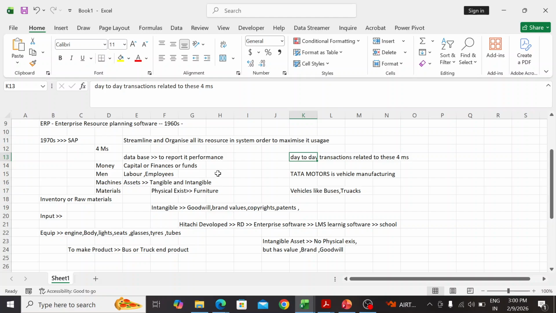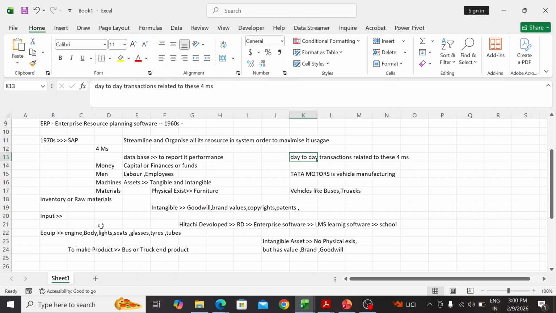That software may be, as I said, SAP, Oracle, Microsoft Dynamics, Salesforce, whatever it may be. But they must have one software. Without having that enterprise resource planning software, they cannot maintain the database of their resources. That is the objective of understanding and getting knowledge, and to have this software in our enterprise.